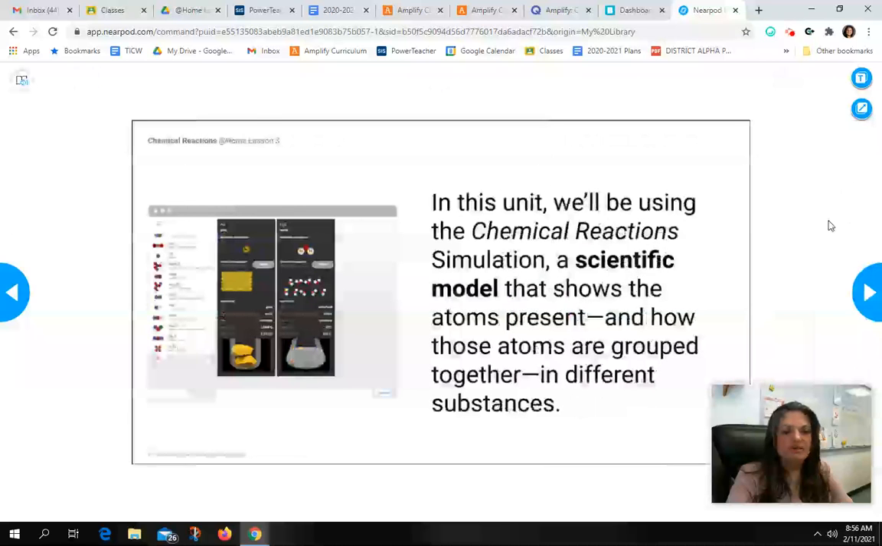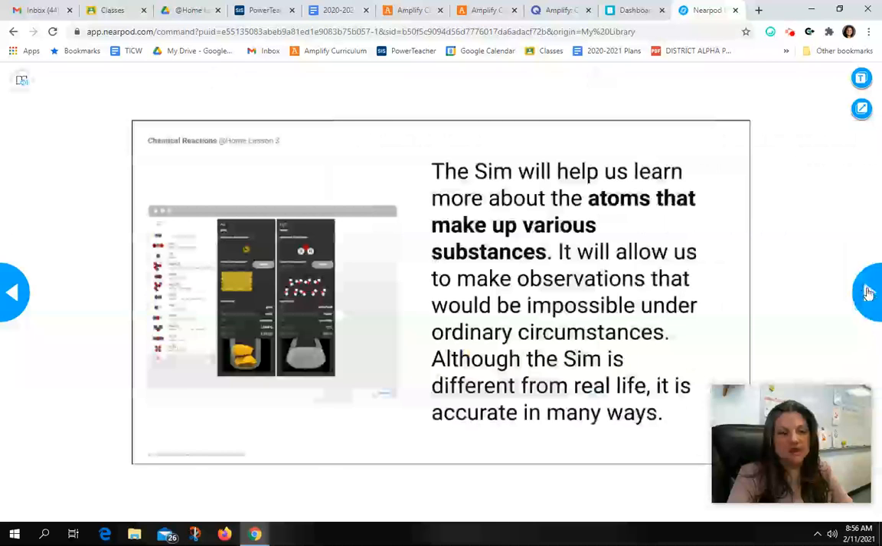In this unit, we're going to be using the chemical reaction simulation, which is a scientific model that shows the atoms present and how those atoms are grouped together in different substances. The sim will help us learn more about the atoms that make up various substances. It will allow us to make observations that would be impossible under ordinary circumstances. Although the sim is different from real life, it is accurate in many ways.